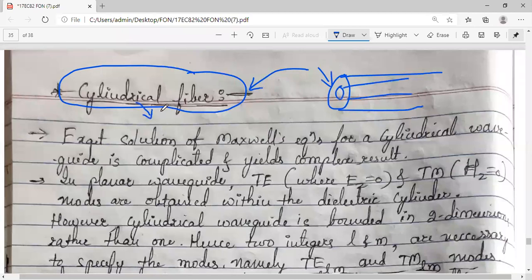Under this title, in your concept, you are going to deal with the modes. Again, in general, we have already studied the different modes in a planar waveguide. I just wanted to show you one slide showing the difference between a planar waveguide and the cylindrical waveguide. I'll just stop the share for a while and then I will share that slide.